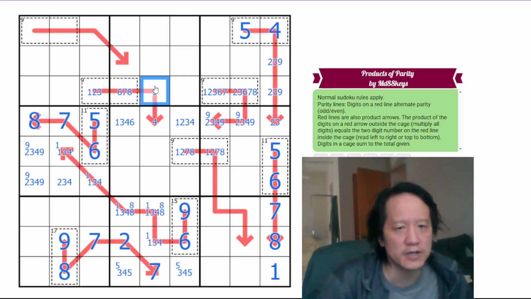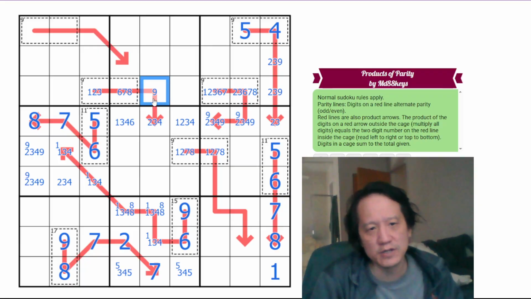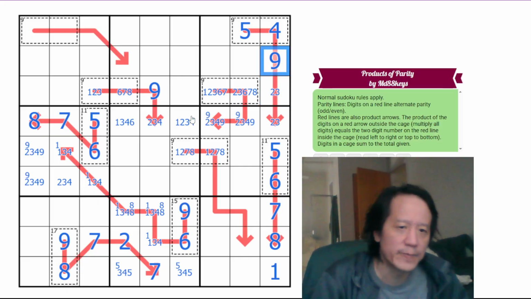27 is 3 and 9. So this would have to be 3 and 9. 18 would be 2 and 9. So this is 2 and 9. So this is guaranteed to be a 9 here. So this is 9, which means this can't be 9, which means 9 has to be there.